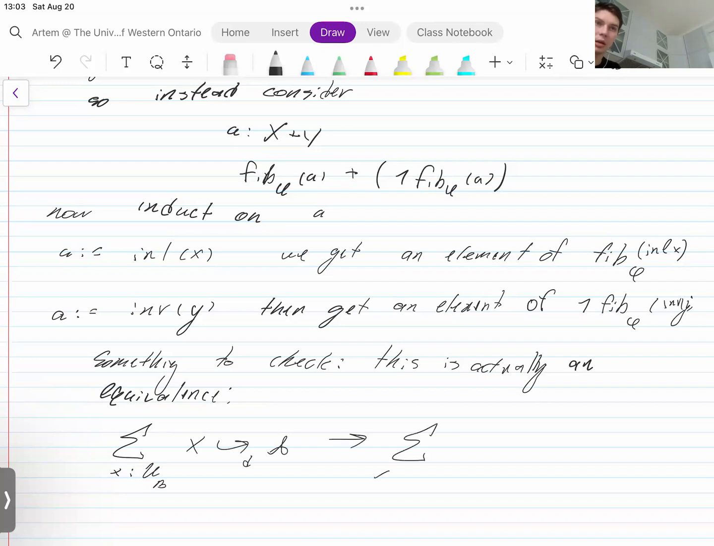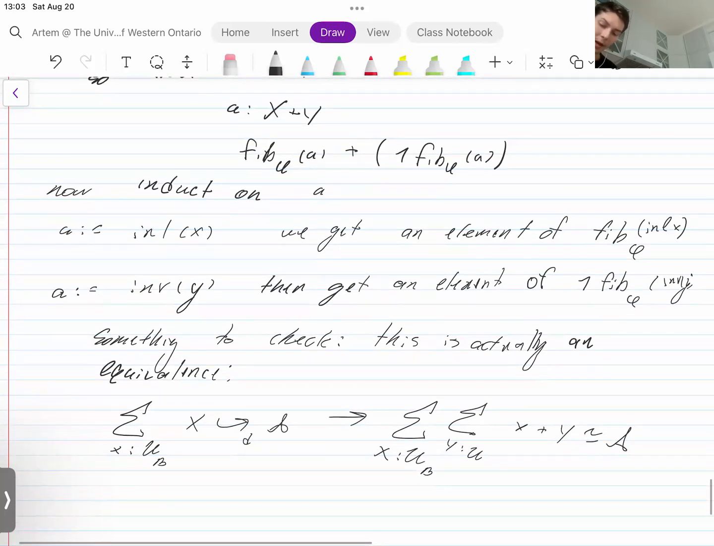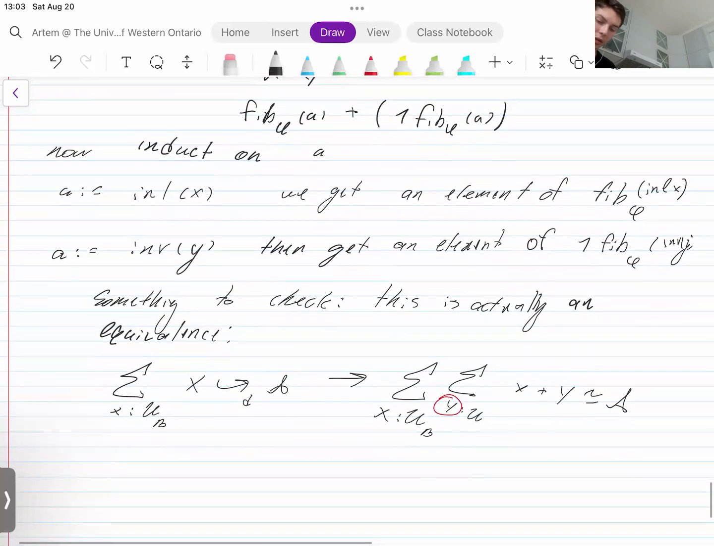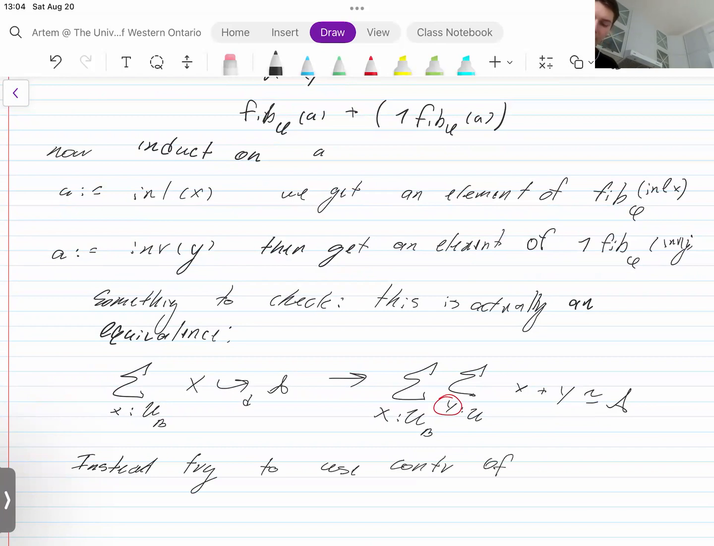And this is going to be pairs X, Y, with B, such that X plus Y is equivalent to A. However, this might make it a bit hard because, as you can see, there's not a lot of information about what the type that you don't hit looks like. So something that you might think about is maybe using law of excluded middle, but that's not something you want to show. So instead, try to use contractability of fibers.